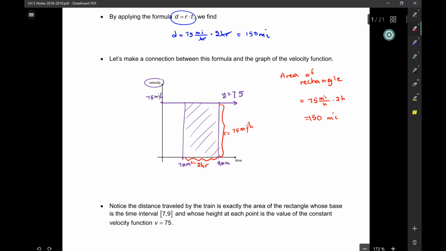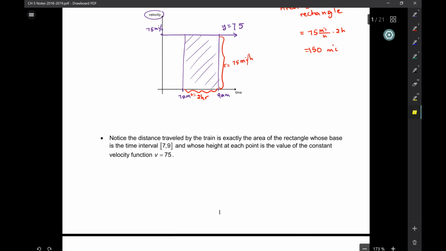And if you couldn't wrap your head around it, the least you could do is, okay, this gives you a rectangle. The base of the rectangle is hours. The height is miles per hour. If you multiply them, you get area, and it gives you miles. Oh, my God, the area must be equal to the distance. We call this dimensional analysis, using the dimensions, the units, to find the formula, essentially. So, to recap, the distance traveled by the train is exactly the area of the rectangle whose base is the time interval and whose height is the value of the constant.